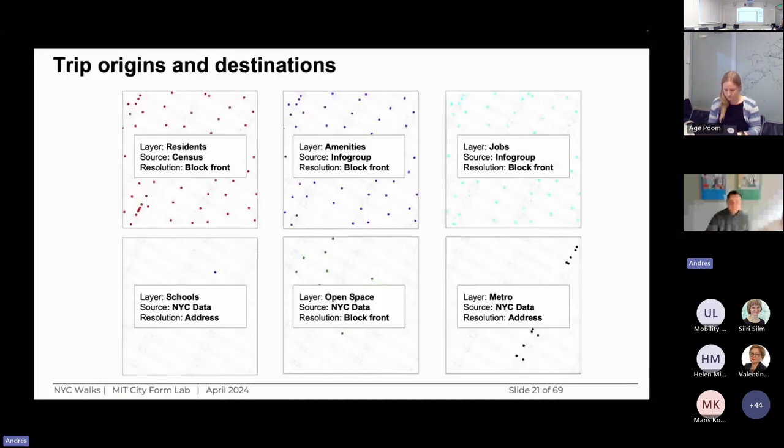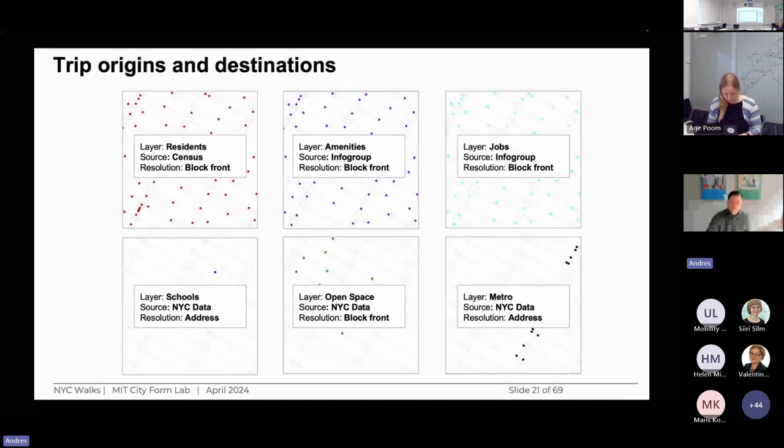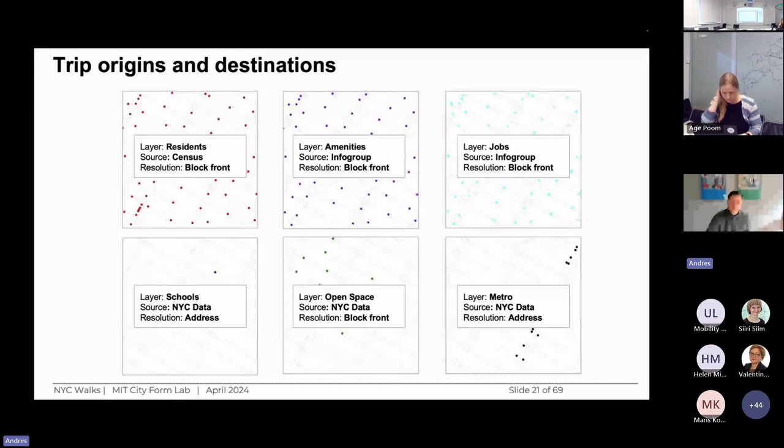As I mentioned already, the trip origins and destinations for residents, jobs, business amenities, schools, open spaces, metro stations, and so forth were relatively easier to source for New York City. And for residents, we used census blocks, which are usually one city block at a time. And we divided the census block counts into the frontages they have.